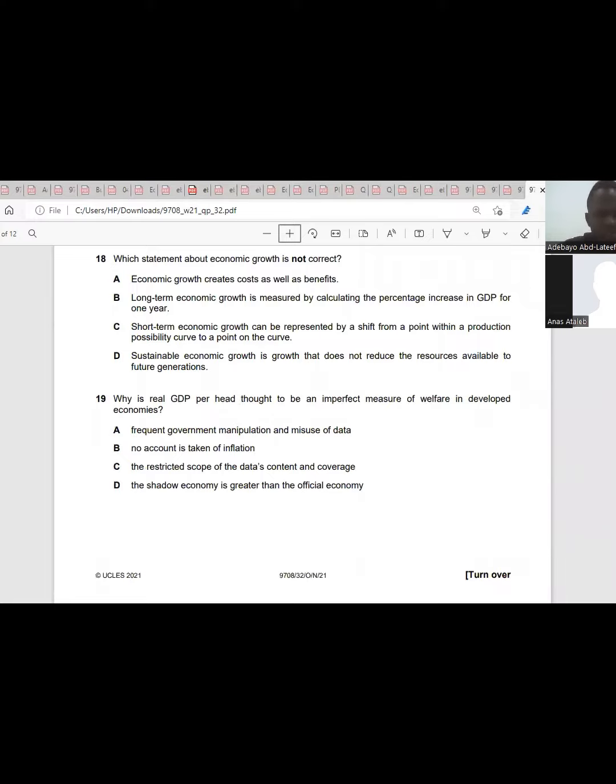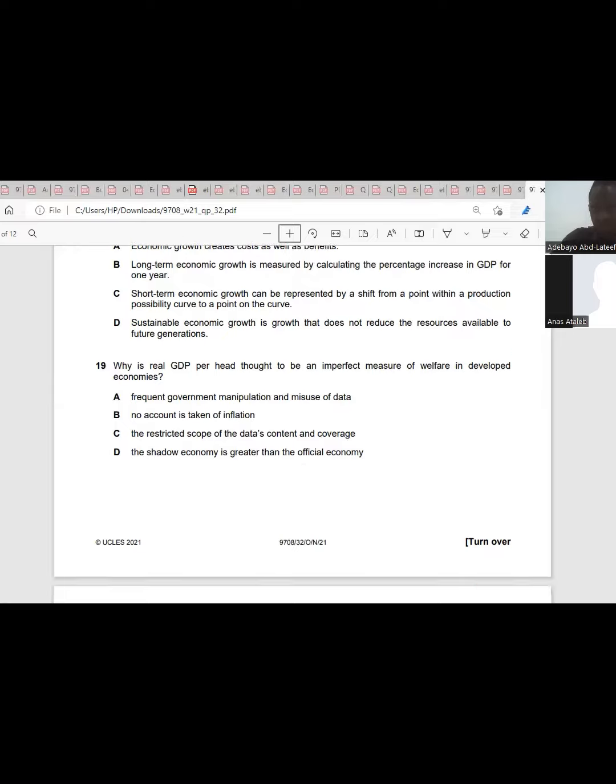Question 18 now. Which statement about economic growth is not correct? Economic growth creates cost as well as benefit, yes. Long-term economic growth is measured by calculating the percentage increase in GDP for 1 year. No. Wait, let me see. Short-term economic growth can be represented by a shift from a point within the production possibility curve to a point on the curve. That is actual growth. Sustainable economic growth is growth that does not reduce the resources available to future generations. Yes. A is right, C is right, D is right. B is wrong here.